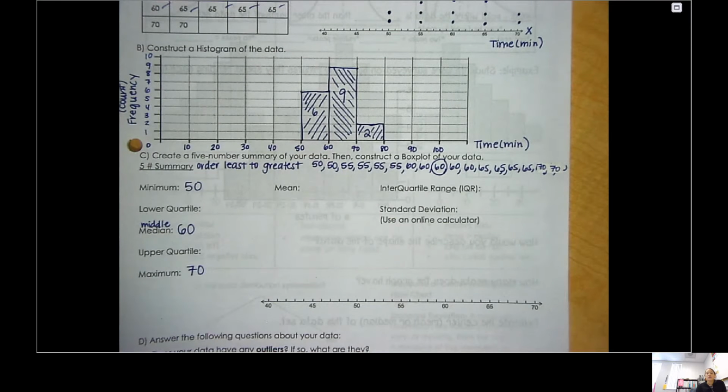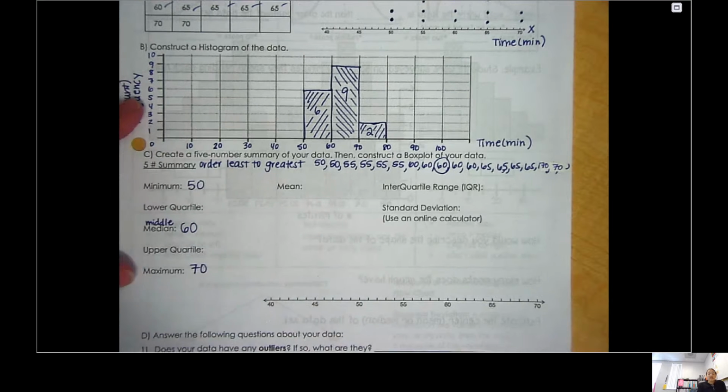Now, your lower quartile and your upper quartile. Have you heard those words before? Some of us have, some of us haven't. Lower, you might have also heard it as quartile 1, and the upper quartile is called quartile 3, Q3. It's going to be easy. Don't worry. I got you.